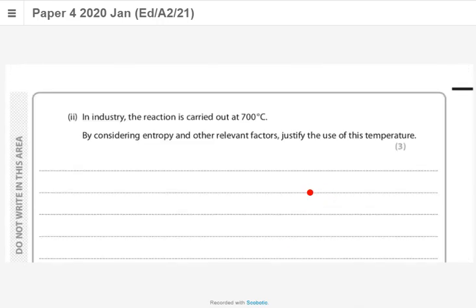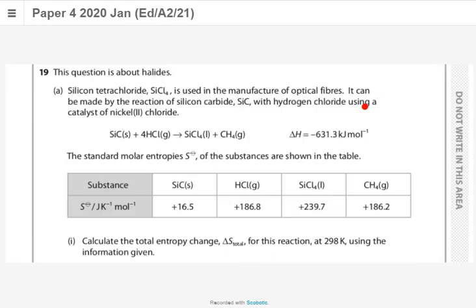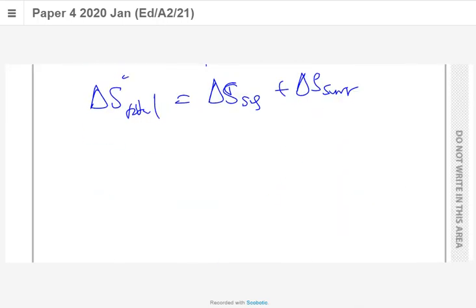In industry, the reaction is carried out at 700 degrees Celsius. By considering the entropy and other relevant factors, justify the use of this temperature. Now, at 700 degrees Celsius, what happens here? This reaction is exothermic, right? See, the reaction is exothermic. So the delta S surroundings is minus delta H over T. When the temperature increases, minus means plus.